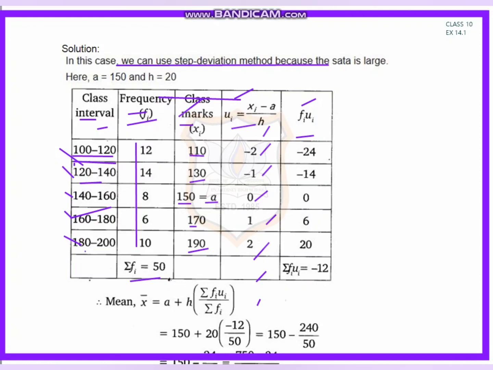Now I have to multiply fi and ui. 12 into -2 is -24. 14 into -1 is -14. 8 into 0 is 0. 6 into 1 is 6. 10 into 2 is 20. By adding all these terms, I get -38 plus 26. I get the result equal to -12.